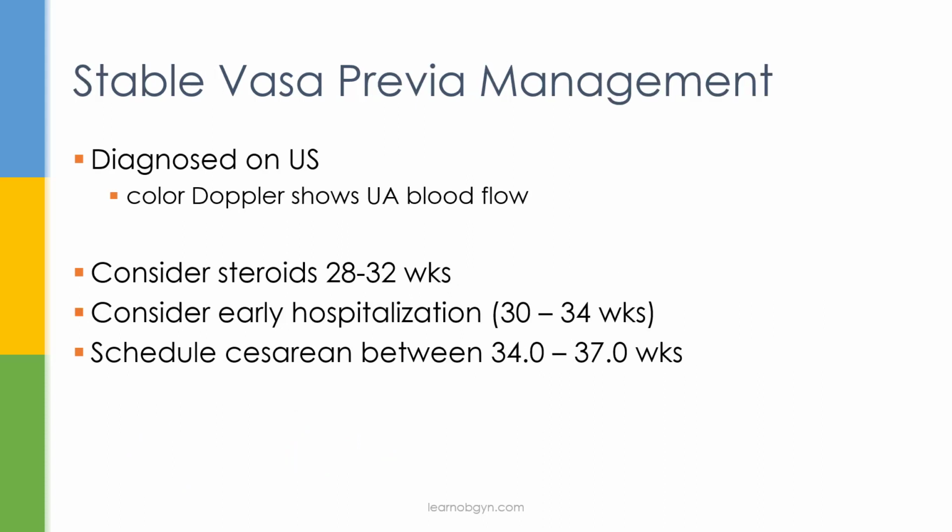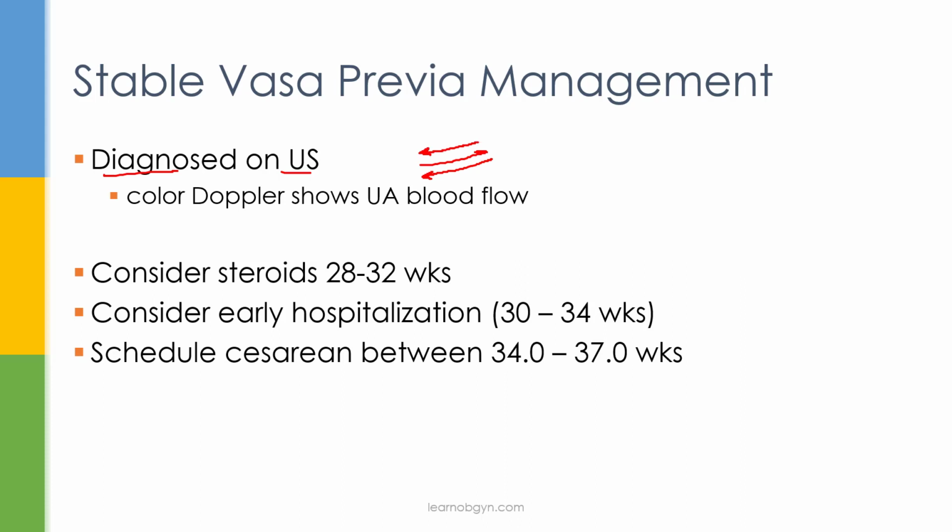Similarly to a placenta previa, most of these are diagnosed antenatally by ultrasound before there is any bleeding. One of the findings on ultrasound is if you do a color Doppler flow, you'll actually see the blood flow of the umbilical arteries and veins right by the cervix.